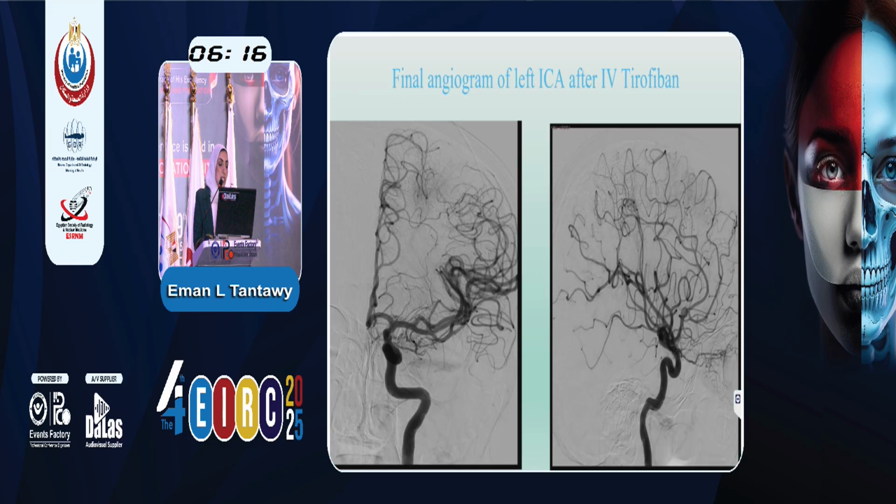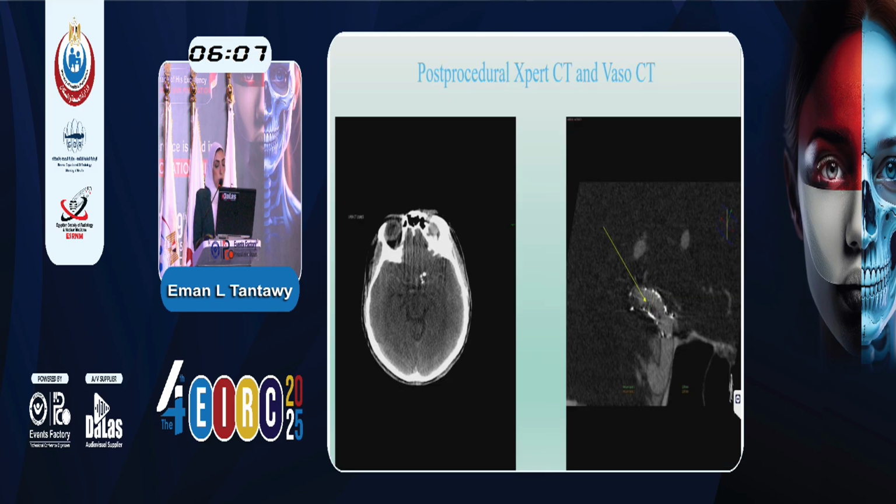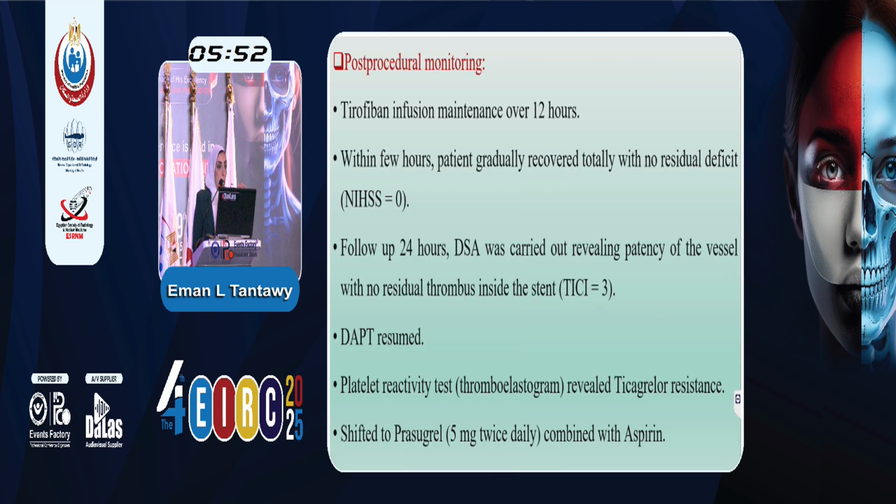clot, and with full recanalization, TICI 3, as we can see on the carotid artery from the AP and the lateral point of view. This was the post-procedural Xper CT: no hemorrhagic transformation, and the stent on the VasoCT appears aligned very well like the first time, but we have residual clot inside the flow diverter. After the procedure ended, the patient was maintained on tirofiban infusion for about 12 hours.